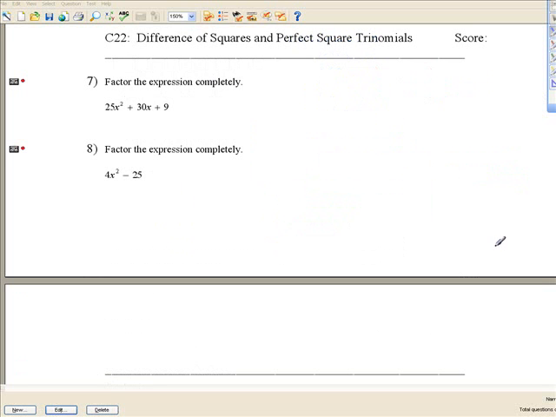Okay, concept 22. We're going to do number 7, factor the expression completely. I noticed some good things happen here. I've got a perfect square in the front. I've got a perfect square in the back. If this fits the pattern, I can factor this quickly.